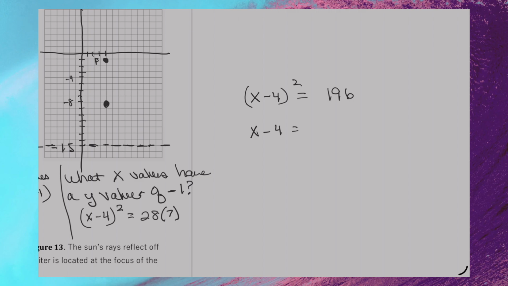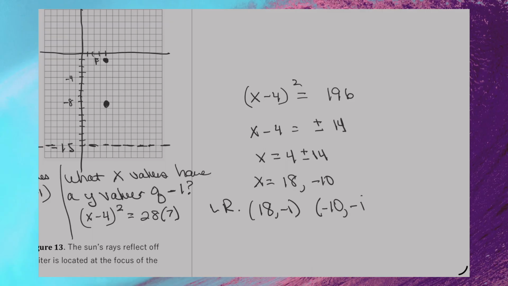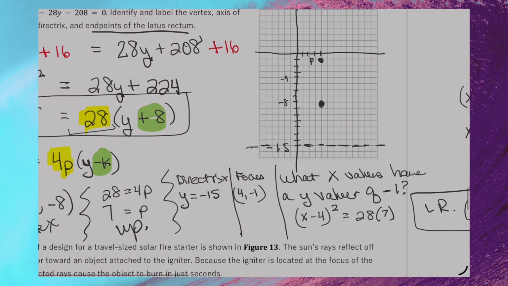x minus 4 is equal to a positive or a negative. If you square root that, you're going to get a 14. My x values are going to be 4 plus or minus 14. So in other words, I get an 18 or I get a negative 10. What does that mean? That means the latus rectum's endpoints have an 18 for x when y is -1 and a negative 10 for x when y is -1. So those are the endpoints of our latus rectum. So these are all the pieces that they asked for, kind of down here. Okay.